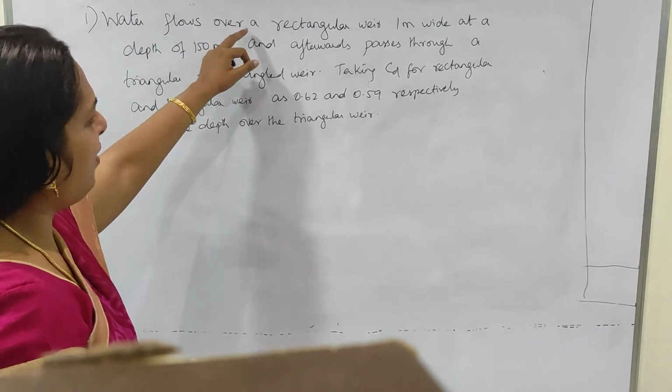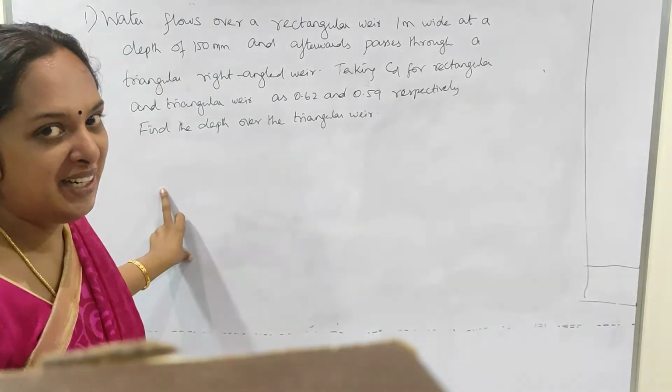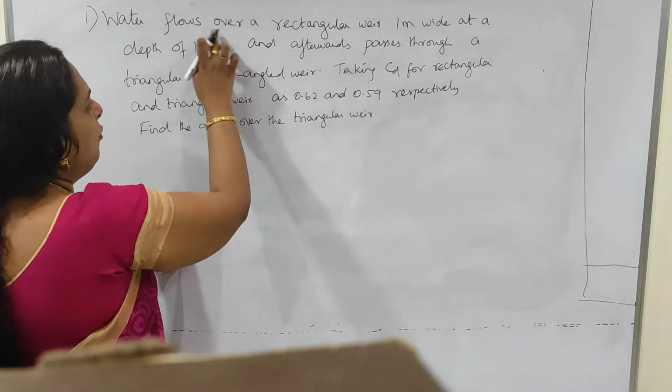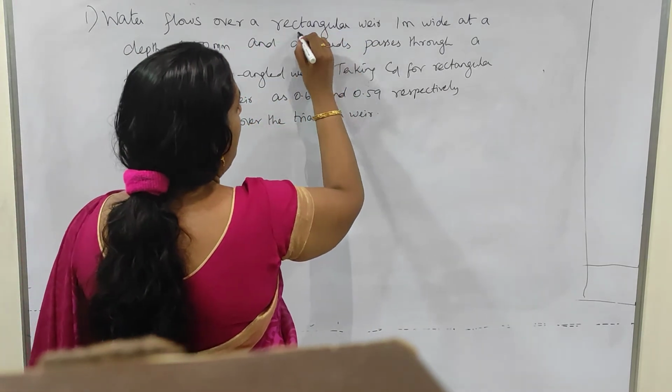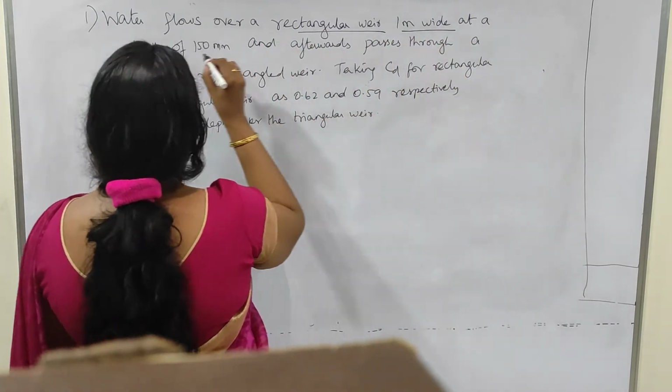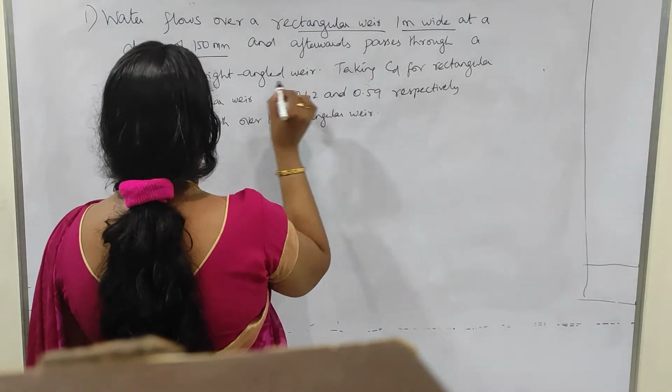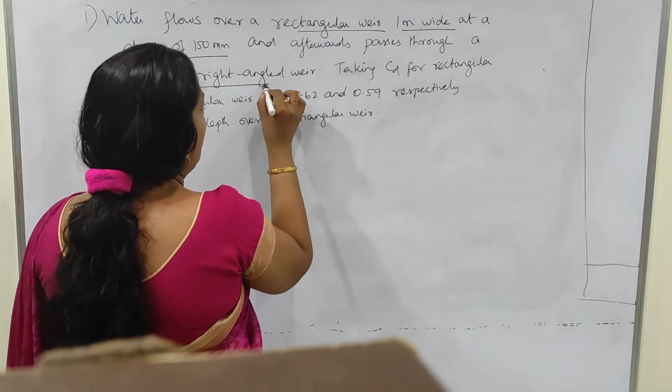Water flows over a rectangular weir. I have told you that it's a triangular weir, but what is the difference, we will see now. Water flows over a rectangular weir 1 meter wide at a depth of 150 mm, and afterwards it passes through a triangular right angled weir.